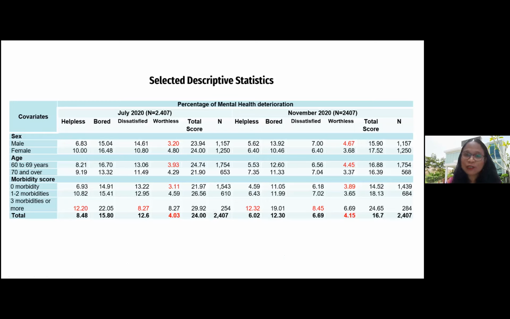Here is the selected descriptive statistic of the percentage of mental health deterioration on the selected covariates. The total score in November 2020 is less than the total score in July 2020. We saw that one of the symptoms, worthlessness, has a slightly increasing score from July 2020 to November 2020. Some characteristics of the respondents are associated with this condition, for example sex, female, and also age, 60 to 69 years old, and also those not reporting comorbidity during that period, July and November 2020.